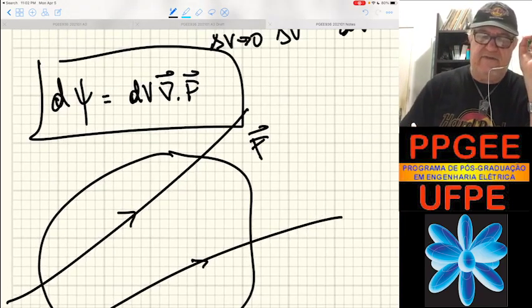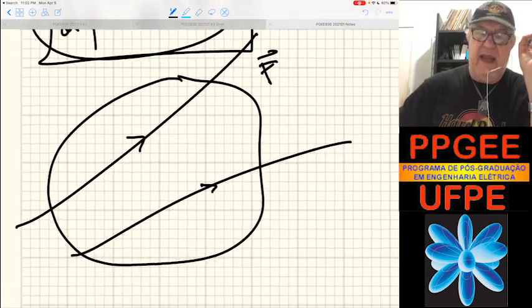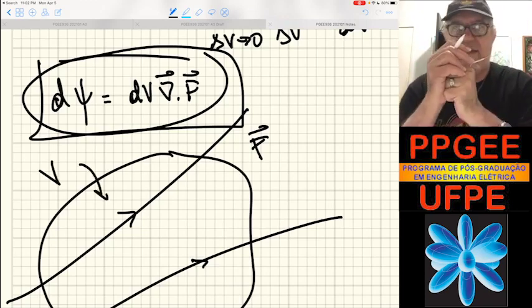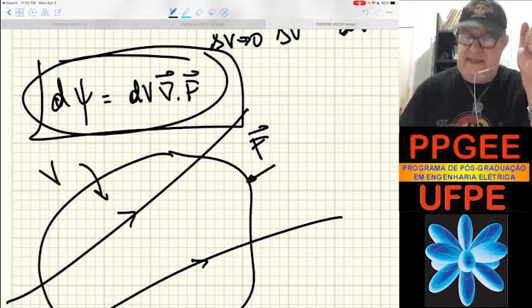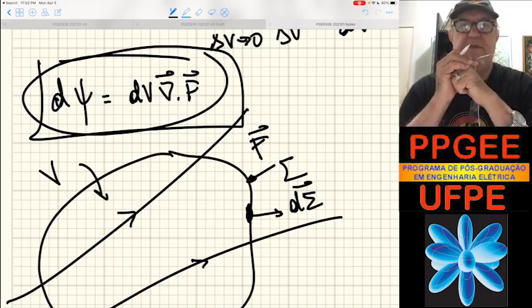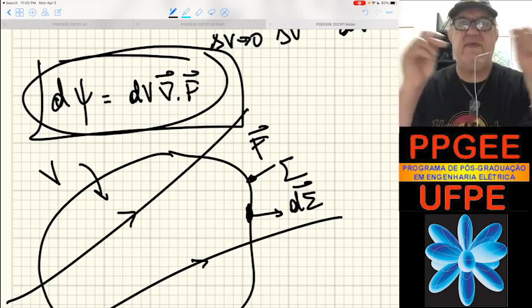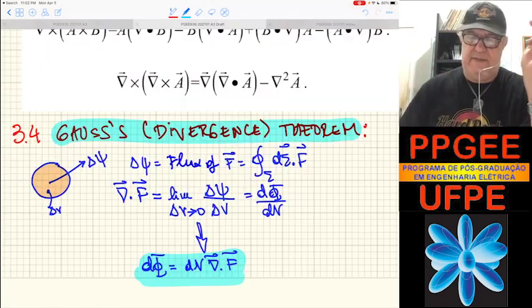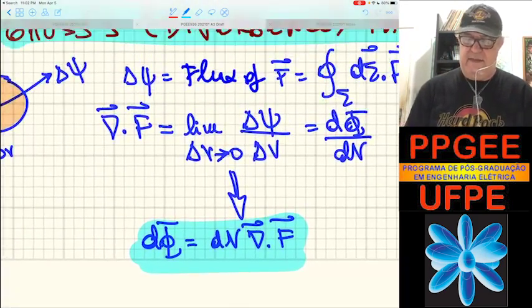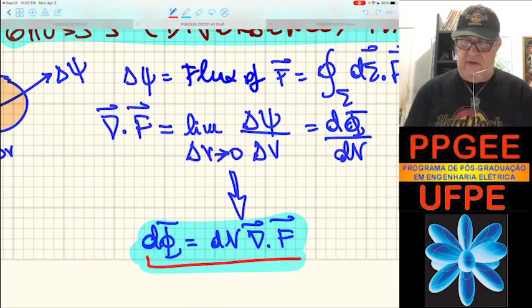How can I use this definition here to determine a relationship between divergence in a volume which is finite and the surface that surrounds that volume, let's say sigma? Let's say that the element of area out of the surface is the sigma, right? All you have to do is to generalize this concept. So that's what we have here, right? There's a definition on a small volume.